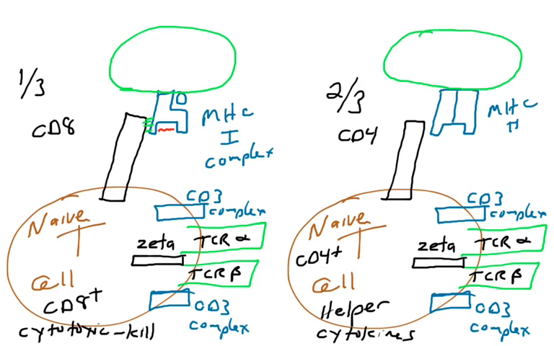If a cell has MHC2, or the MHC2 protein complex on its surface, that cell will be examined by a CD4 positive naive T cell, because the CD4 protein binds MHC2, right? And so CD4 positive T cells wander the body looking at peptides that are loaded on MHC2 complexes.